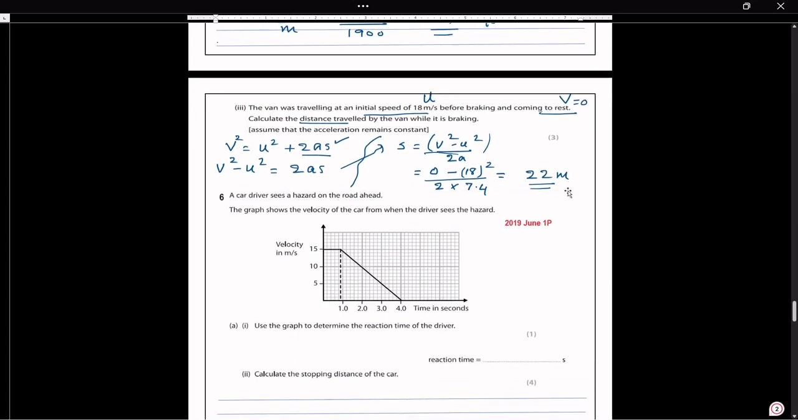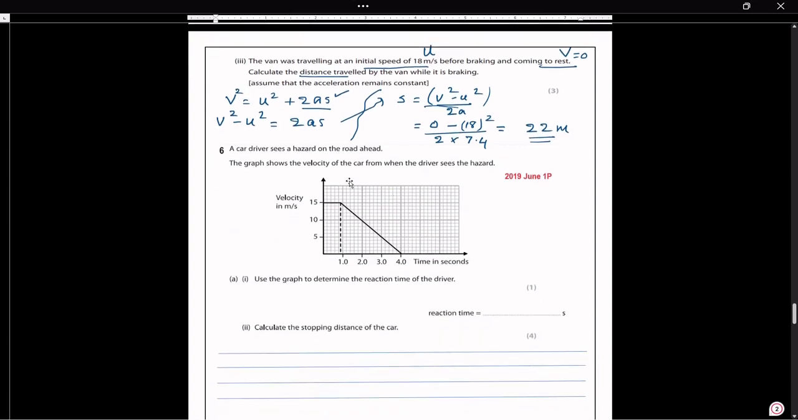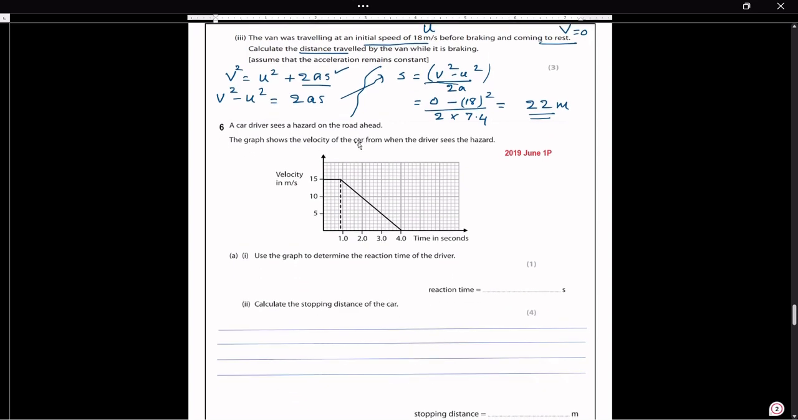So the answer is 22 meters. Coming to the next question, a car driver sees a hazard on the road ahead.